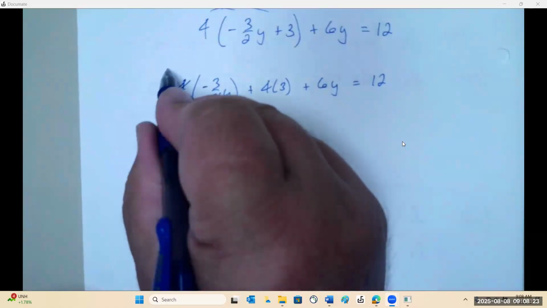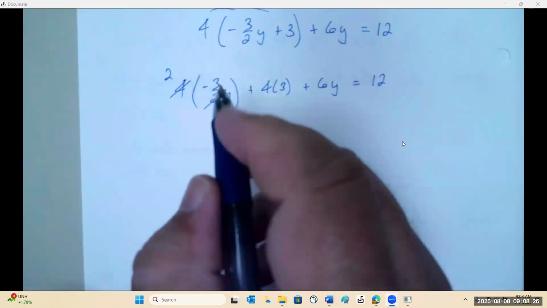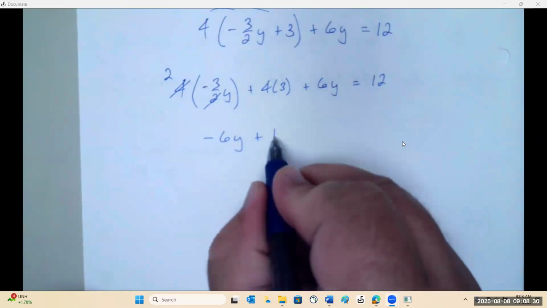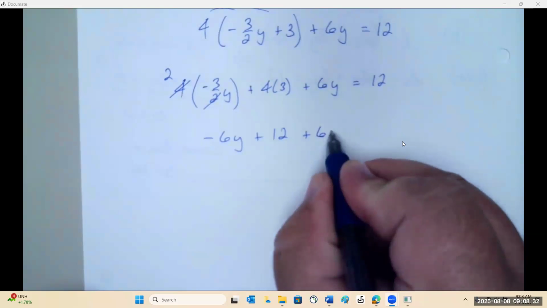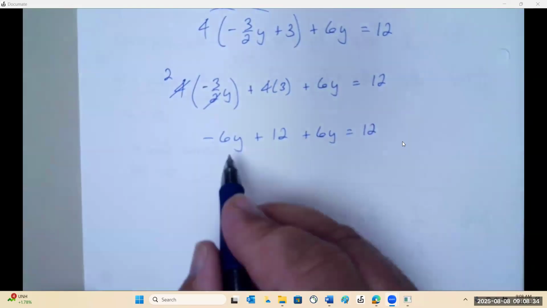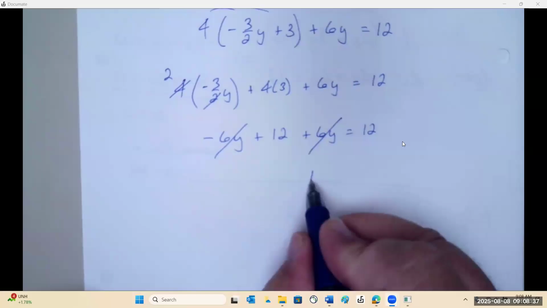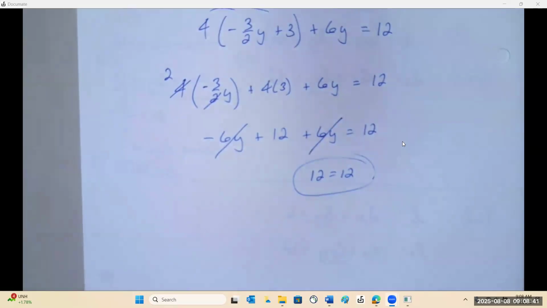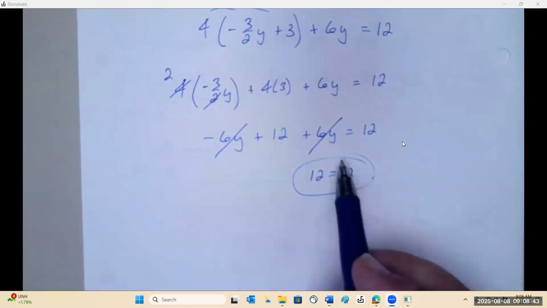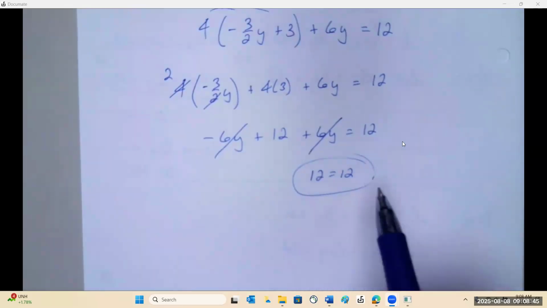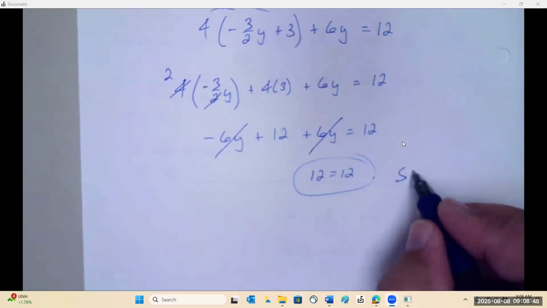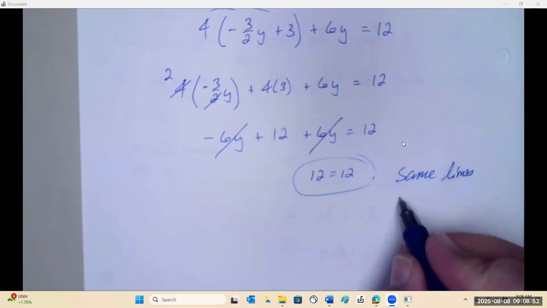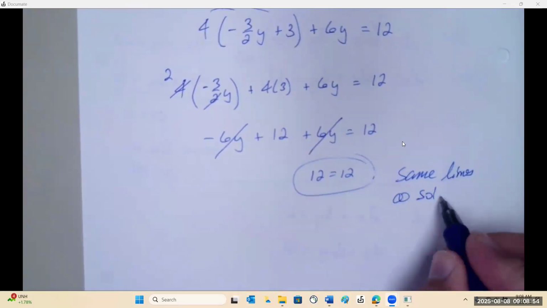The 2 and the 4 cancel. So we have 2 times negative 3 is negative 6y. 4 times 3 is 12. Combine like terms. So in substitution, whenever all the variables are gone and two numbers equal each other, then it's the same line and infinite solutions.